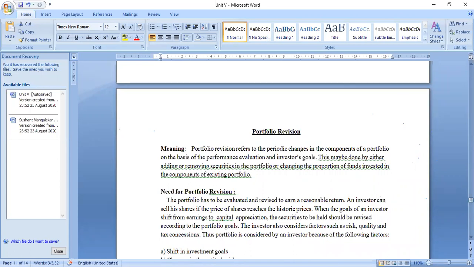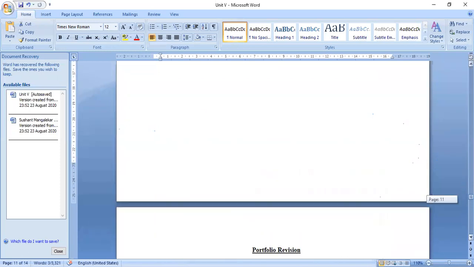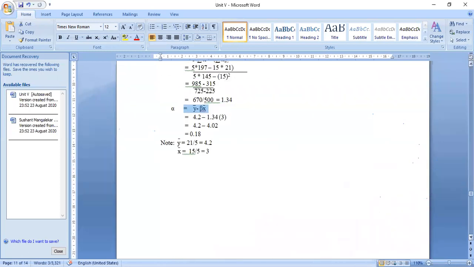Up till here, we have completed portfolio evaluation with the theory aspect as well as the problems. If anybody has any doubt with regard to portfolio evaluation that we have done up till now, you can ask, else I will try to brief with regard to portfolio revision.